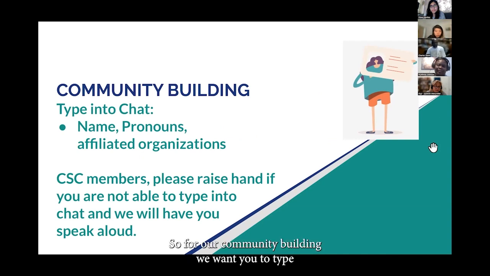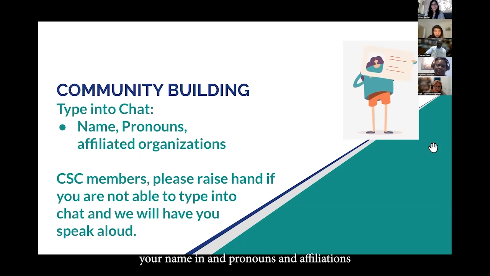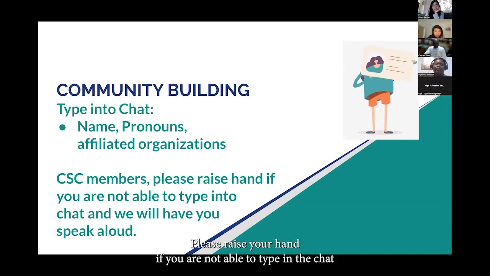For our community building, we want you to type your name, pronouns, and affiliations into the chat. CSC members, please raise your hand if you are not able to type in the chat, and we will have you speak aloud.